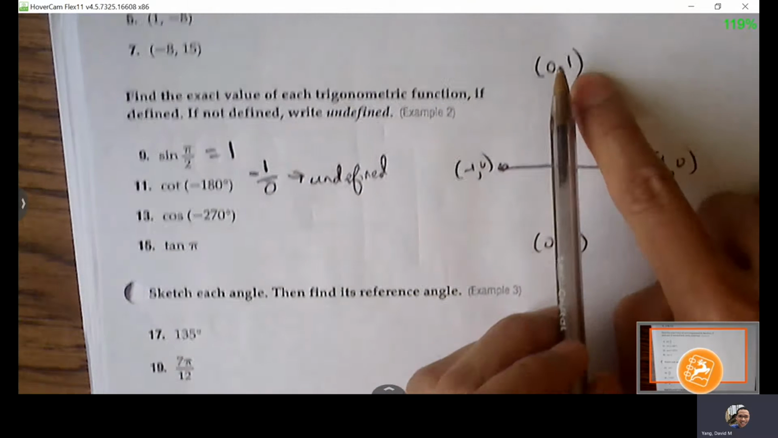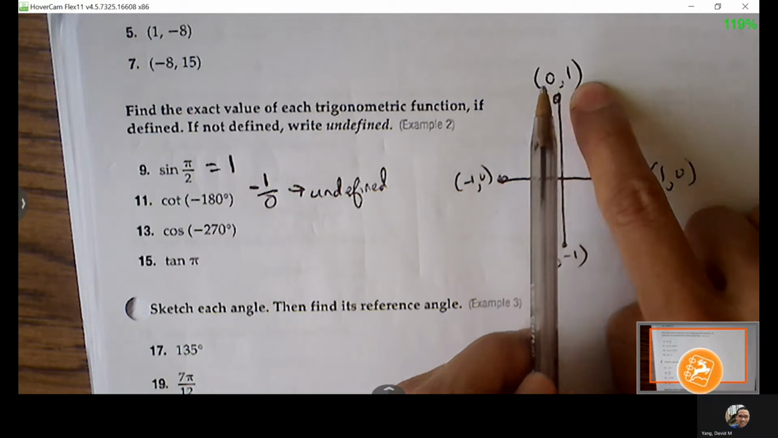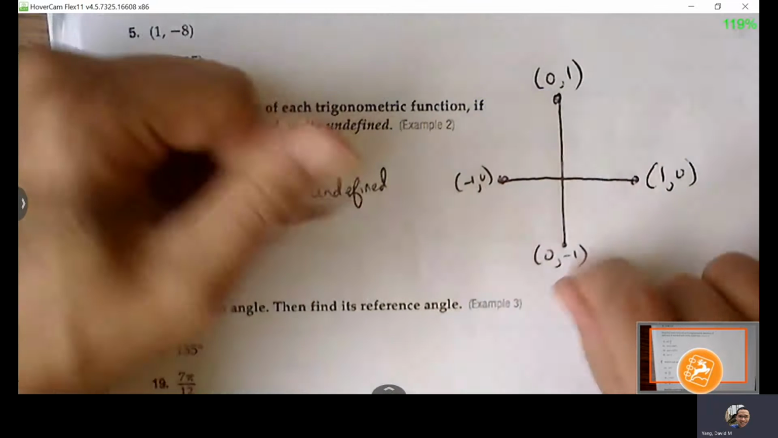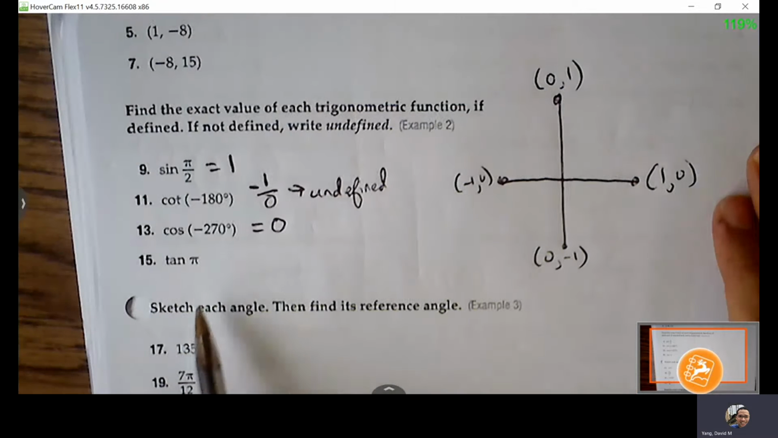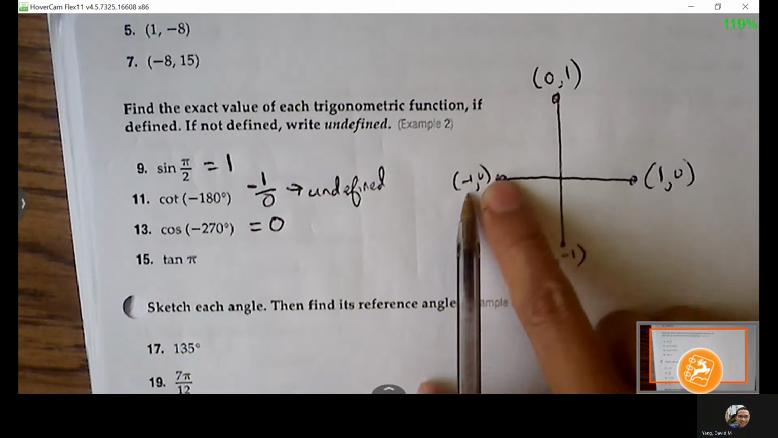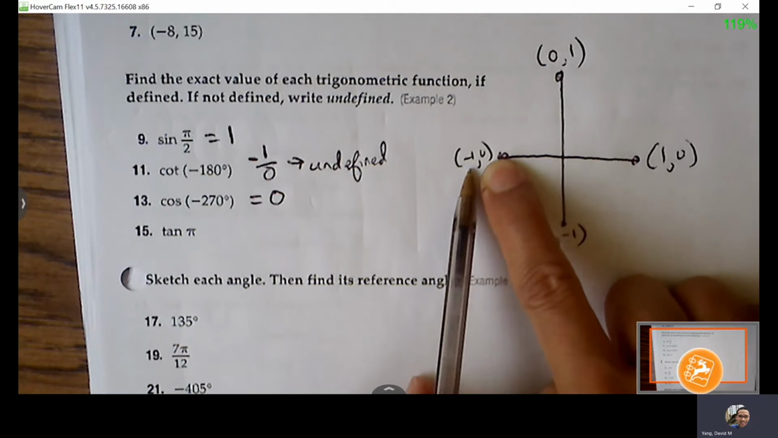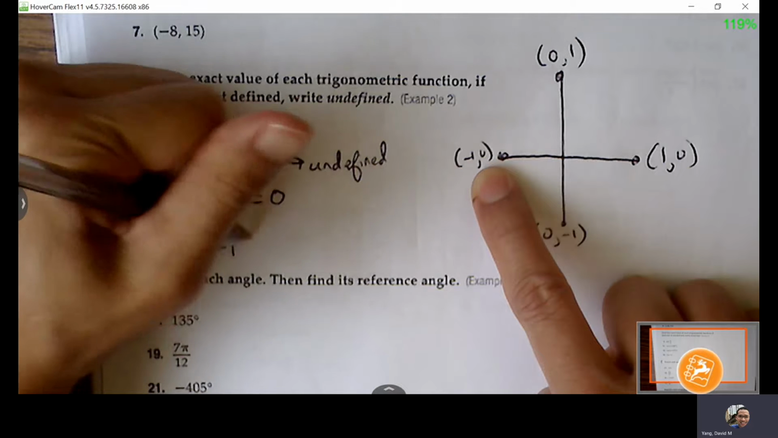Okay, so cosine, I know I'm dealing with this ordered pair. So what's cosine of negative 270? Is it the x or y value? X value, so just 0. Okay, are we okay with that? Okay, tangent of pi, we know where pi is. Pi is on the negative x-axis. All right, how do we interpret tangent using x and y? Now it's y over x, so 0 over negative 1, which is 0.